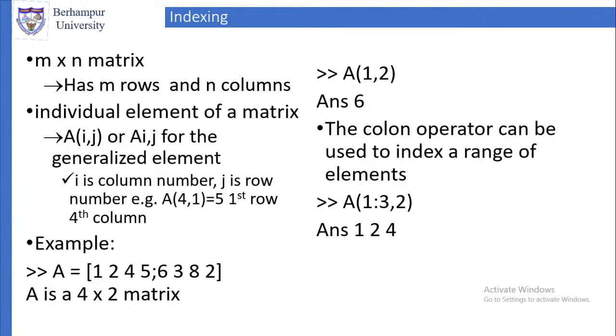But what is A(1, 2)? A(1, 2) means 2 is the row. So second row, first column. What is in the second row, first column? In the second row, first column is 6. 1 2 4 5 is the first row. 6 3 8 2 is the second row. In the second row, the first one is 6. Therefore, the answer is 6.